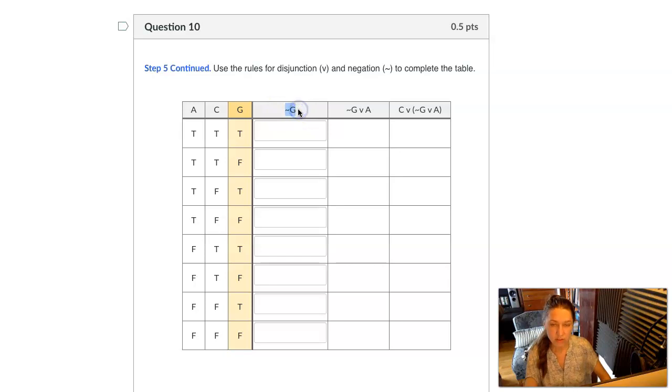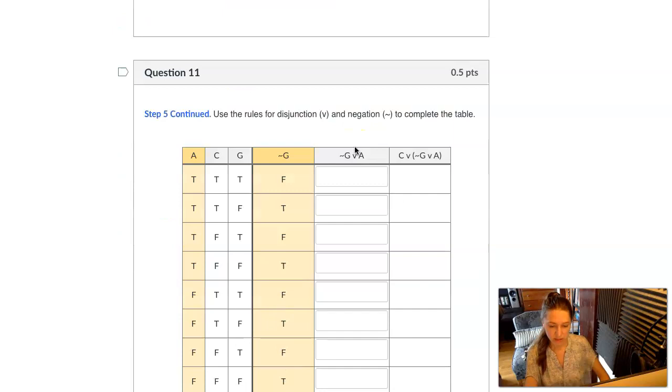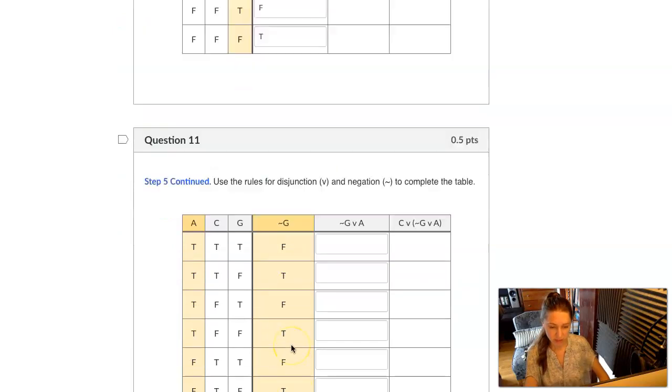We want to figure out the truth value for each possibility in this column. We need to look at the column for G to figure out not G. So wherever G is true, not G is F. Wherever G is F, not G is true. Do it this way, just so it's clear. The lowercase t's and f's look a lot alike. Okay, done. Next step. And you can see it's also filled in so you can check your work.